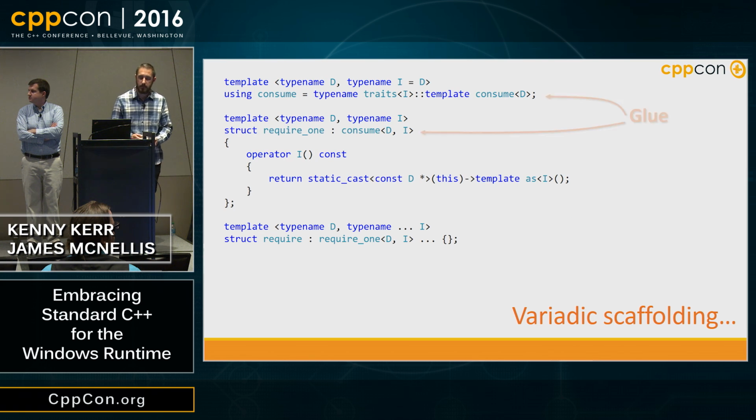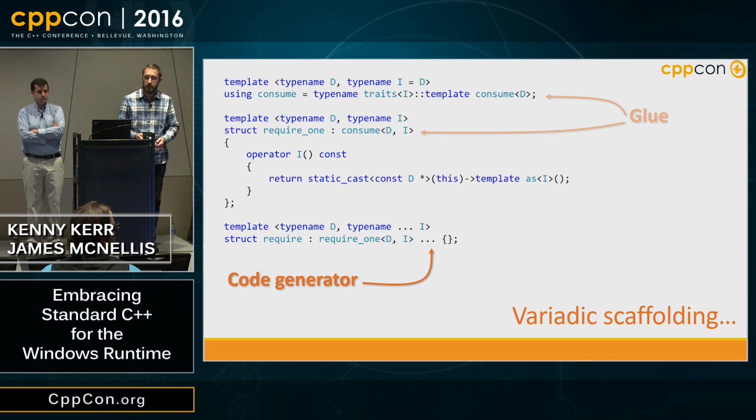The first thing we do is use a bit of glue to get it all working. There's that consume type alias. In the future, again, that's going to be just a consume class template. And then we have the require class template, which basically inherits that API surface. And we finally use a bit of a code generator, a variadic template, to actually expand that out for you. This ends up saving hundreds of thousands of lines of code in the resulting projection because we're able to do this all at compile time. It's just one slide, but factor this out to all the interfaces. There are 2,500 interfaces now in the Windows API. It's a fairly big deal.